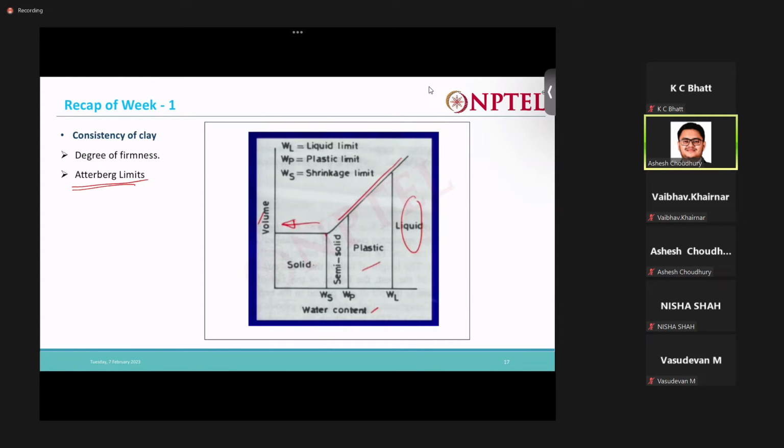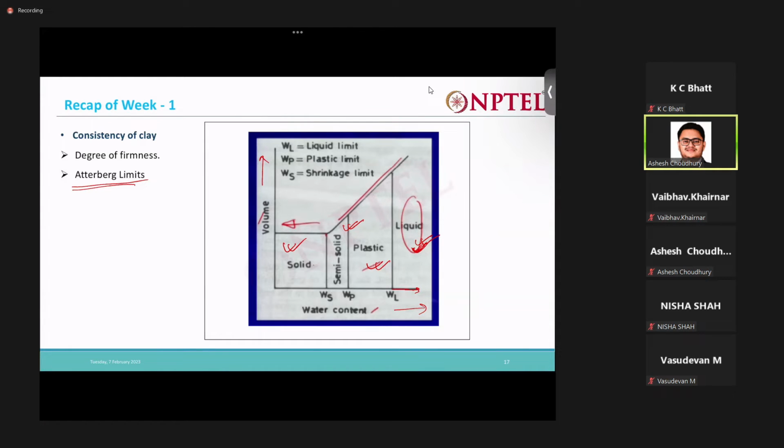There are four kinds of states a soil can have. One is the liquid state, one is the plastic state, one is the semi-solid state, another is the solid state. If we look into this graph, this is called the Atterberg limit graph. In the x-axis we have the water content, and in the ordinate we have the volume. As the water in the soil increases, the soil will be more liquidy. The soil will attain this state.